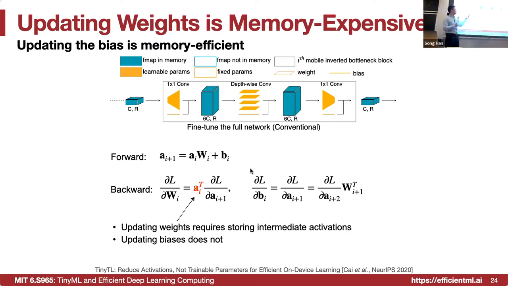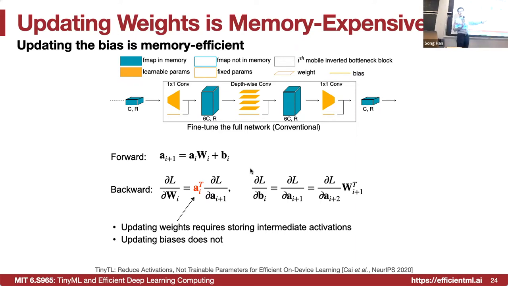So let's see the equation for backpropagation and understand why bias-only update doesn't require storing any activations. So this is the forward: A_{i+1} equals A_i times W_i plus B_i. So what is the partial loss over partial W? According to the chain rule, it's just A_i times partial loss over partial A_{i+1}. So we have to store this activation in order to calculate the gradient with respect to the weight. But to calculate the gradient for bias, do we need to store any activations?